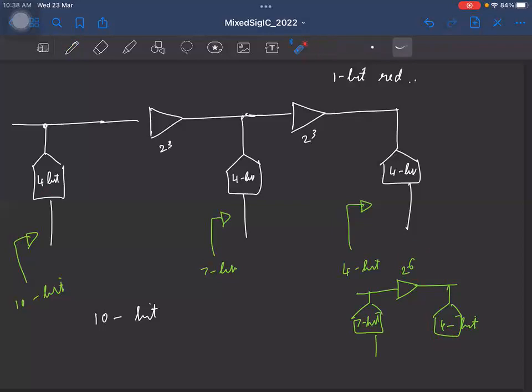We'll see in the later class. This is again a design choice, right? If you want to realize a 10-bit ADC, you can obviously have multiple ways to realize it. So going on later, we'll see the pros and cons of each choice.